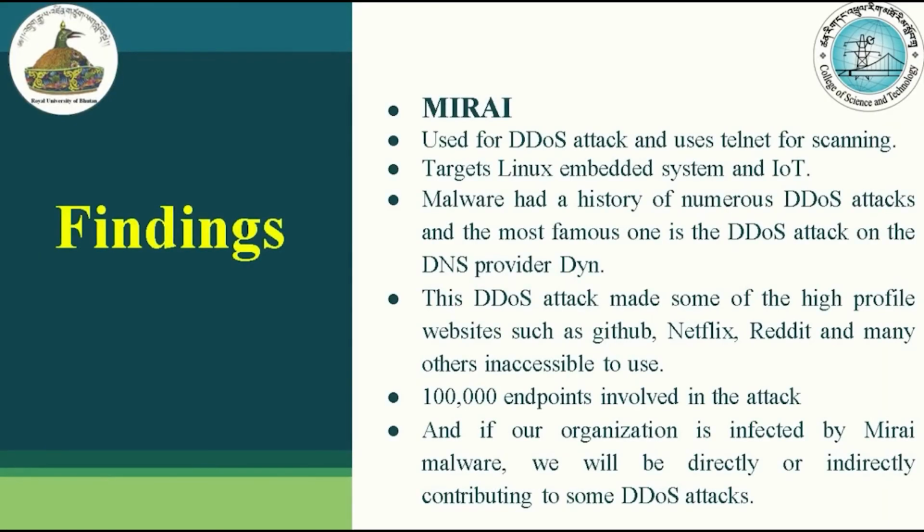Mirai malware uses a command and control server, and after infecting one vulnerable system, the system will be converted into a botnet which can be commanded to launch a DDoS attack on a specific organization. This malware had a history of numerous DDoS attacks, and the most famous one is the DDoS attack on the DNS provider Dyn. This DDoS attack made some high-profile websites such as GitHub, Netflix, Reddit and many others inaccessible.